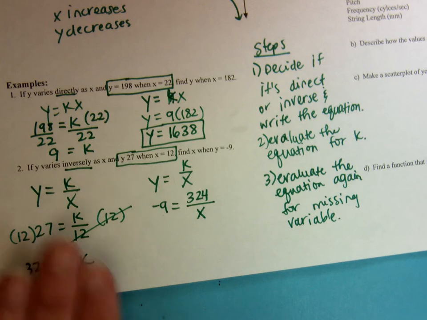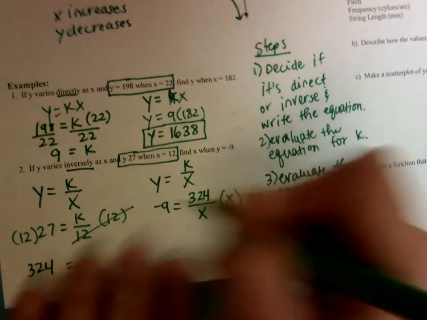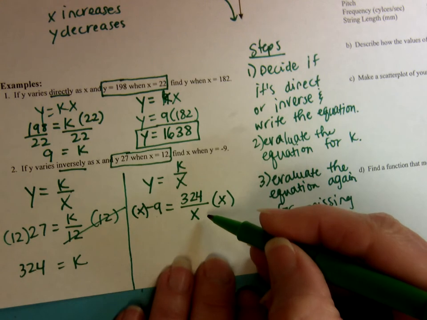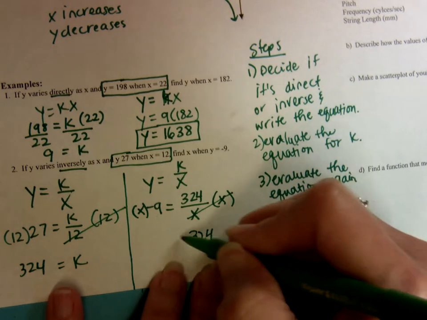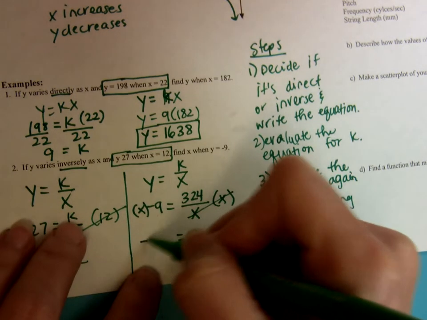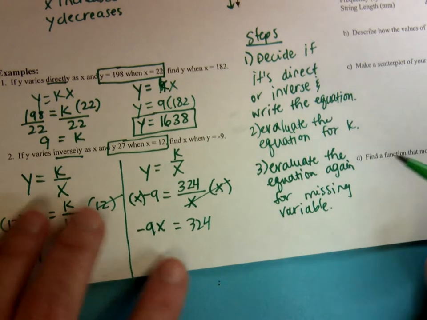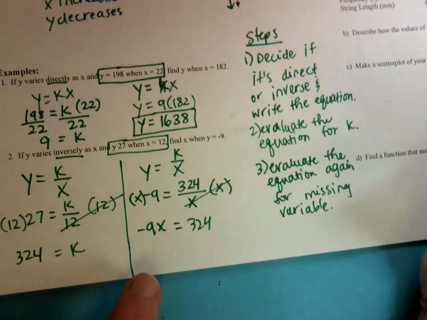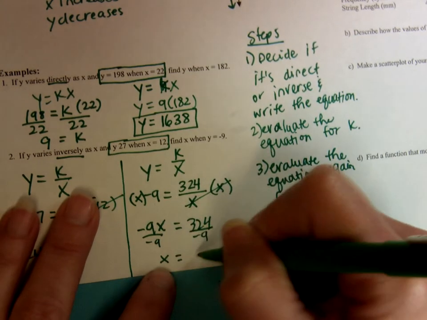Same thing we did here, but look at what we have. Multiply by x. Very good. So we're going to multiply both sides by x this time since that's what's on the denominator. Because by doing that, the x's can cancel, and we're left with 324 on the right-hand side, no longer a fraction. And on the left-hand side, we have negative 9 times x. Now, in order to get x by itself, what do I do? Divide by negative 9. Very good. And x equals negative 36.